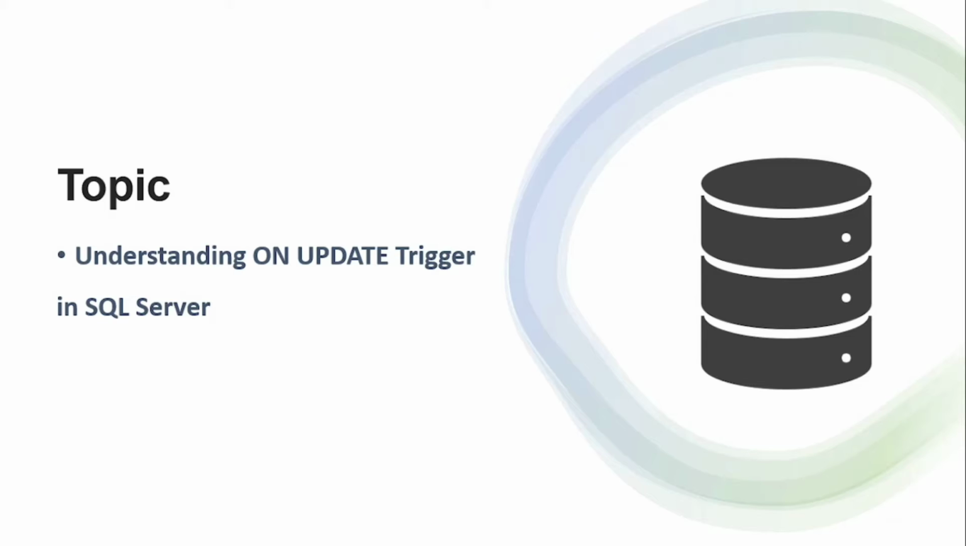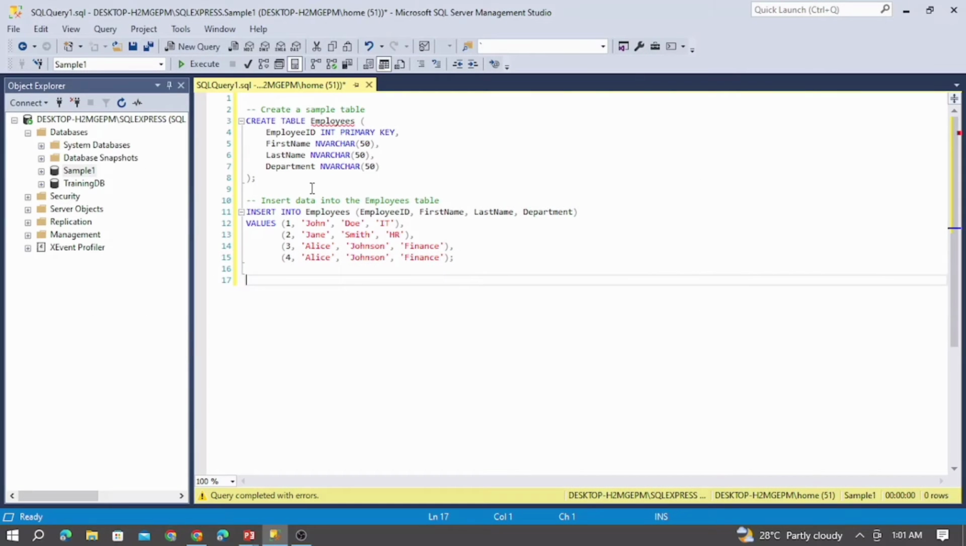The before update trigger is executed just before an update statement happens, or you can also specify the update trigger for your after condition in SQL Server. Let us see some live examples in our SSMS and create a few triggers for our tables to understand better. Here I have connected to my SSMS, and I am under the sample one database. I have a table creation script for the employees table and a few insert statements for this table.